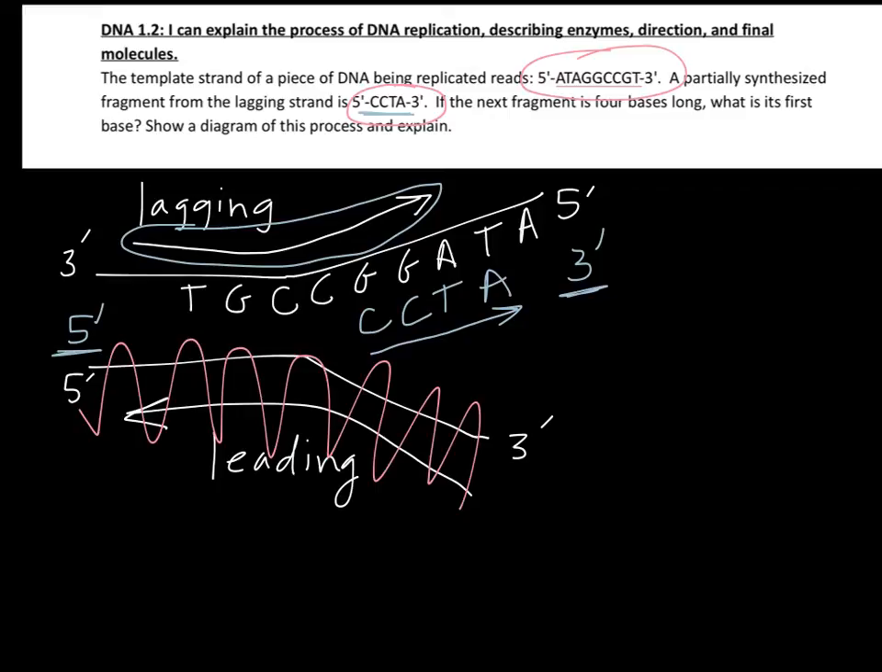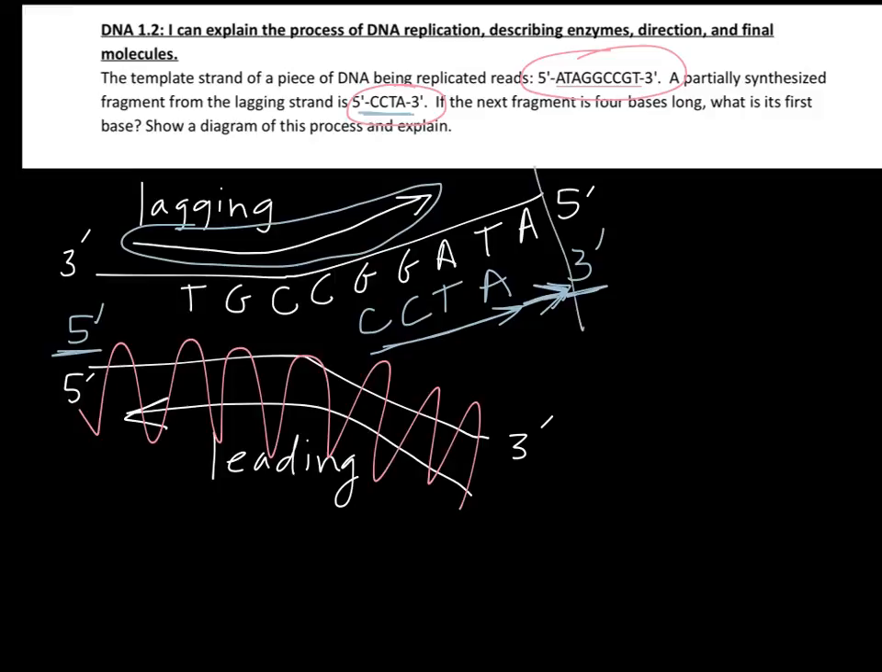But we haven't completely copied that strand. There are still some pieces of the white that haven't been replicated yet. So it says if the next fragment that it does is 4 bases long, what is its first base? So this is the lagging strand. If it finishes going in this direction, it's going to finish this fragment, right? We know that's going to happen. We want to know, though, what happens for the next fragment.